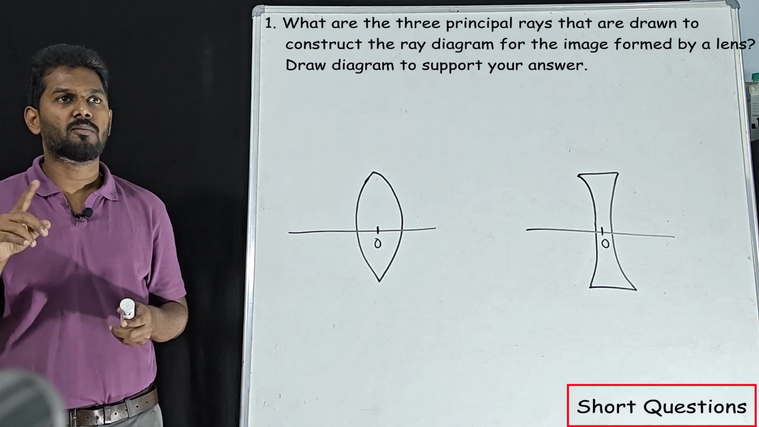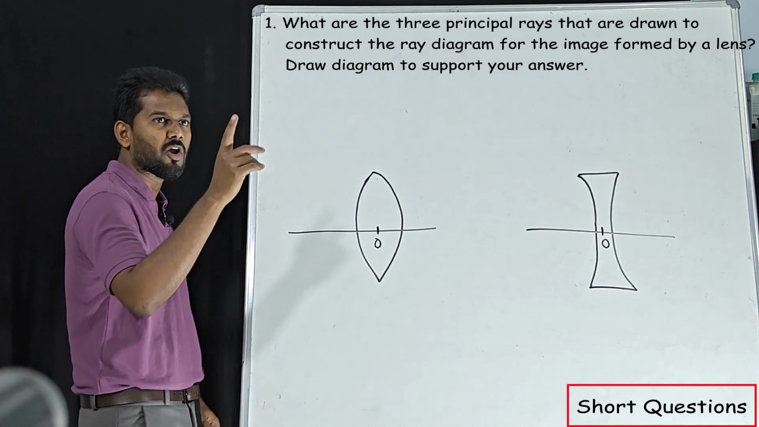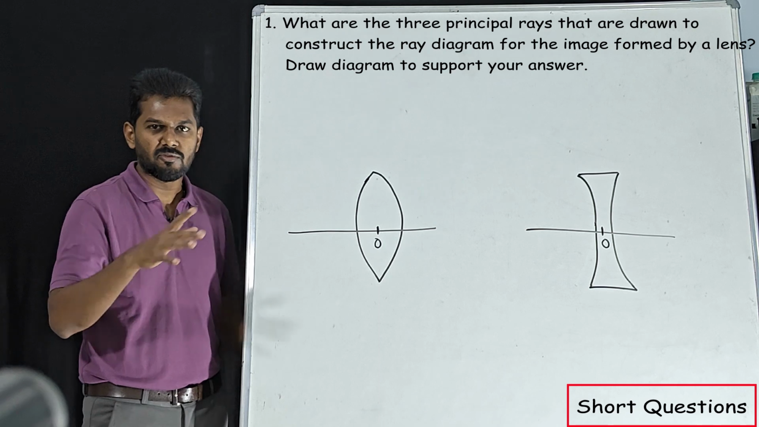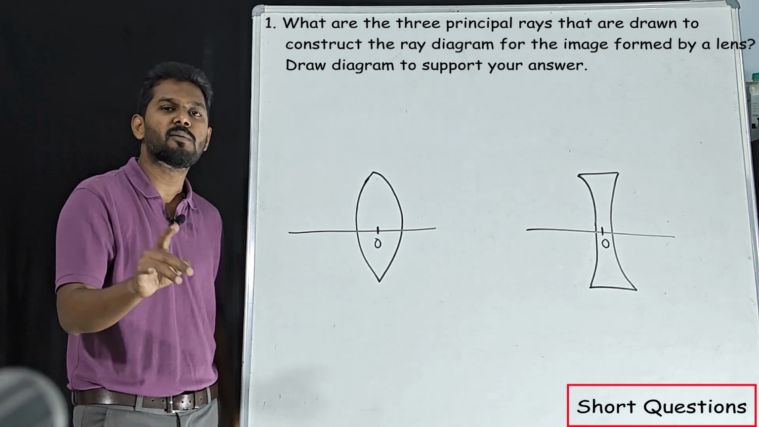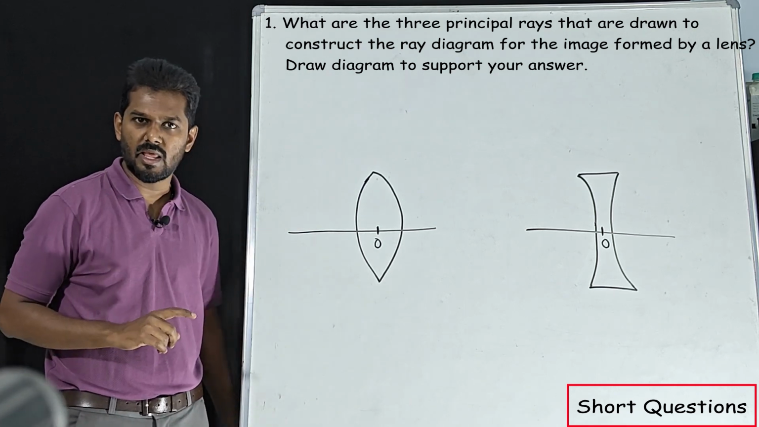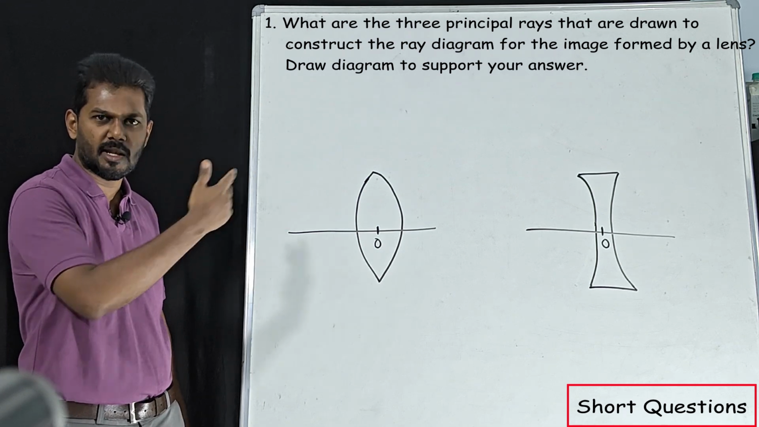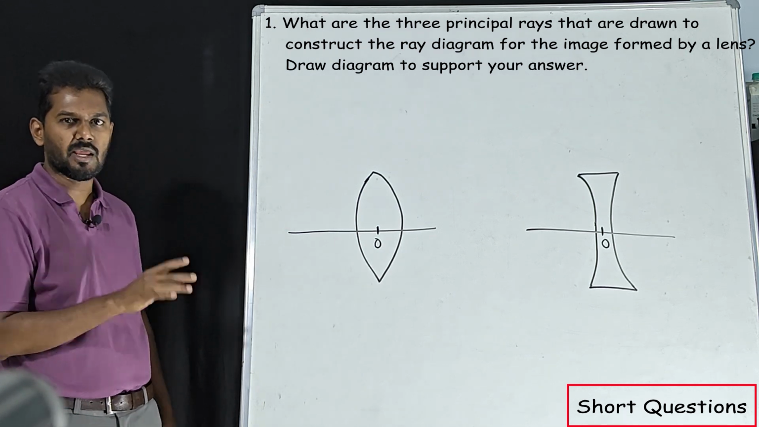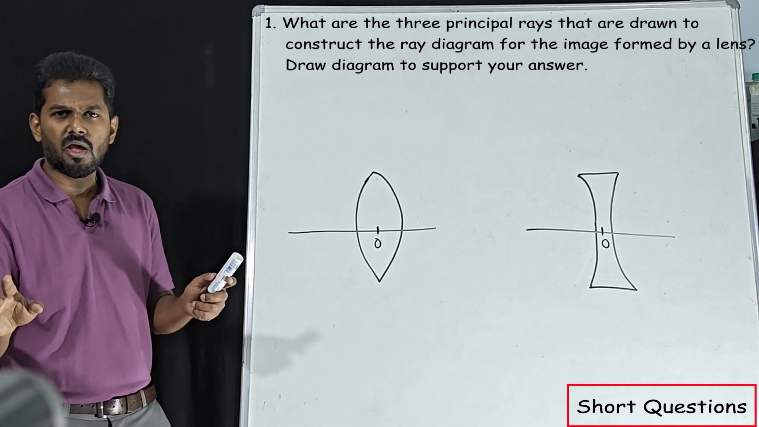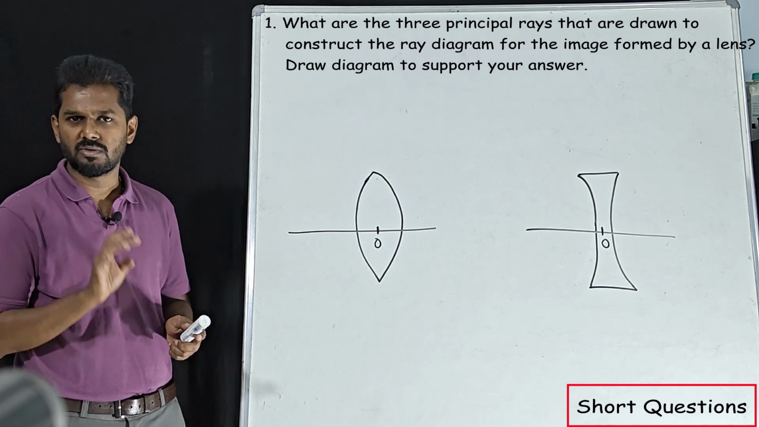Draw a diagram to support your answer. See, they have not mentioned which lens. In the exam, if they are asking these kind of questions, they will definitely mention either one of the lens. So we will learn both the cases. In both the lenses also we are going to draw all the three rays, so you will understand. If you know the ray diagram, this is a very easy question for you.